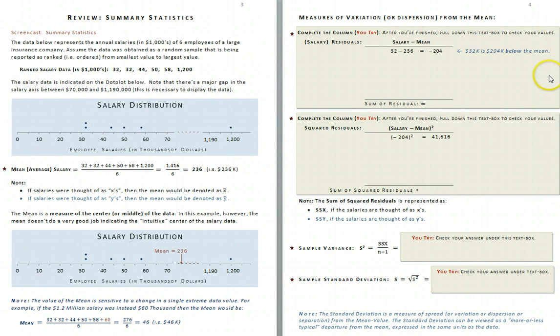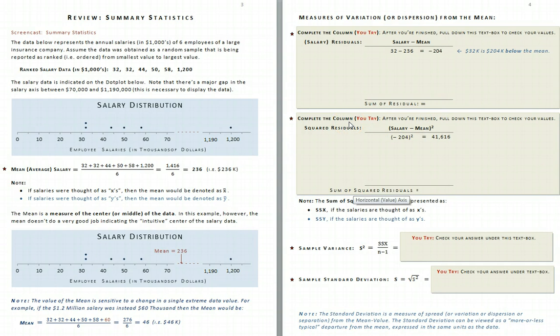When you complete the list, you'll see that only the largest salary, the $1.2 million salary, has a positive residual, indicating that only the largest salary is above the mean. You can see this on the dot plot that indicates the mean. It's a general fact that the sum of all residual values is 0. You can pull down the text box on the Module 2 notes to check your computations.